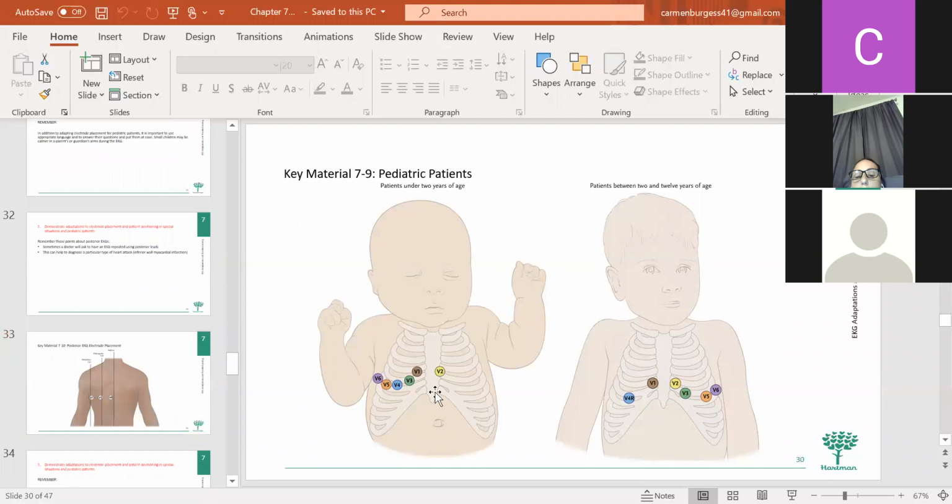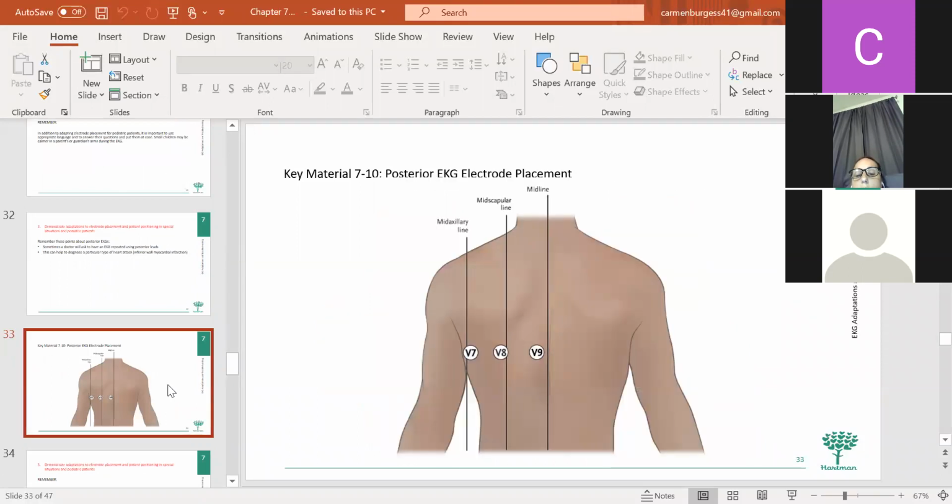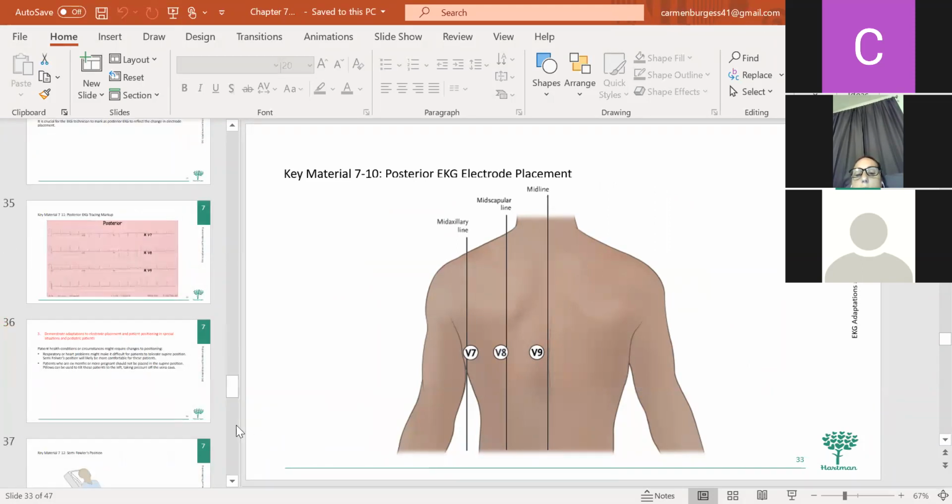What if I need to put these? Oh, here's a good question. If I need a posterior EKG on this baby, what am I doing? Put V4, V5, and V6 on their back. On which side? Right. Exactly. Does everybody understand that one? It's going to be the same as a regular one. But if I'm doing it on the baby, I need to do it on the other side. Or a person that has dextrocardia.